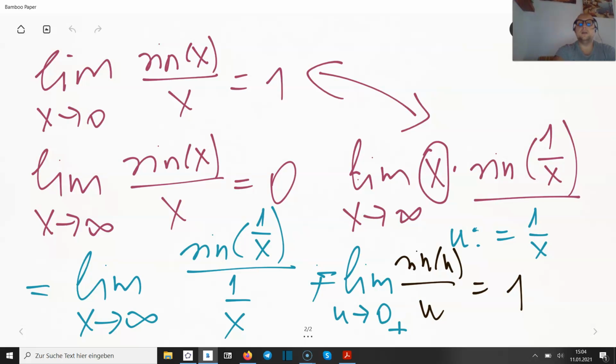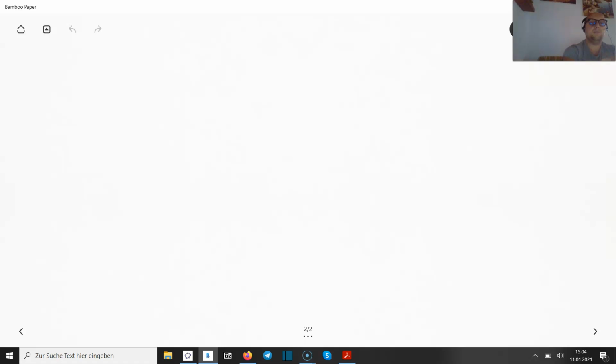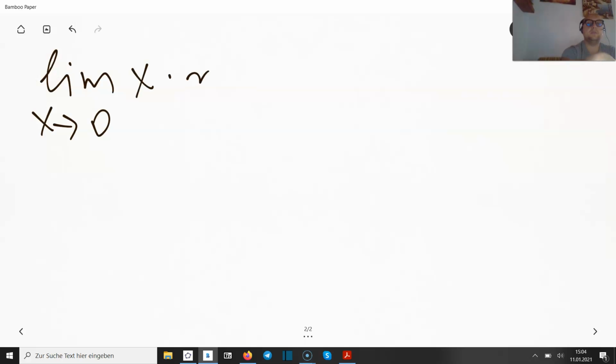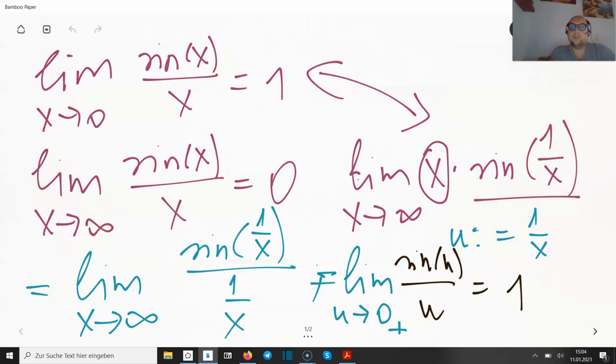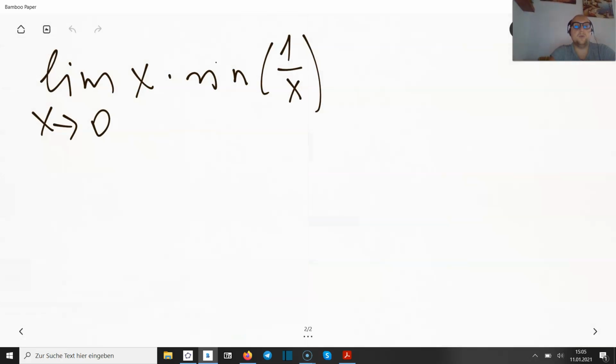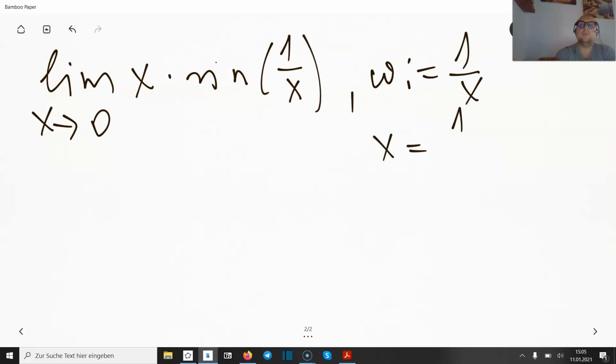Just connect it. Now, what will happen if we have a limit x towards 0 of x times sine of 1 divided by x? You see the same as what we previously had, but now we have x towards 0, not towards infinity. What will happen here? Well, we may try to do a substitution again. So let's call w equal to 1 divided by x. That means x is 1 divided by w, right? Now, x is running towards 0.